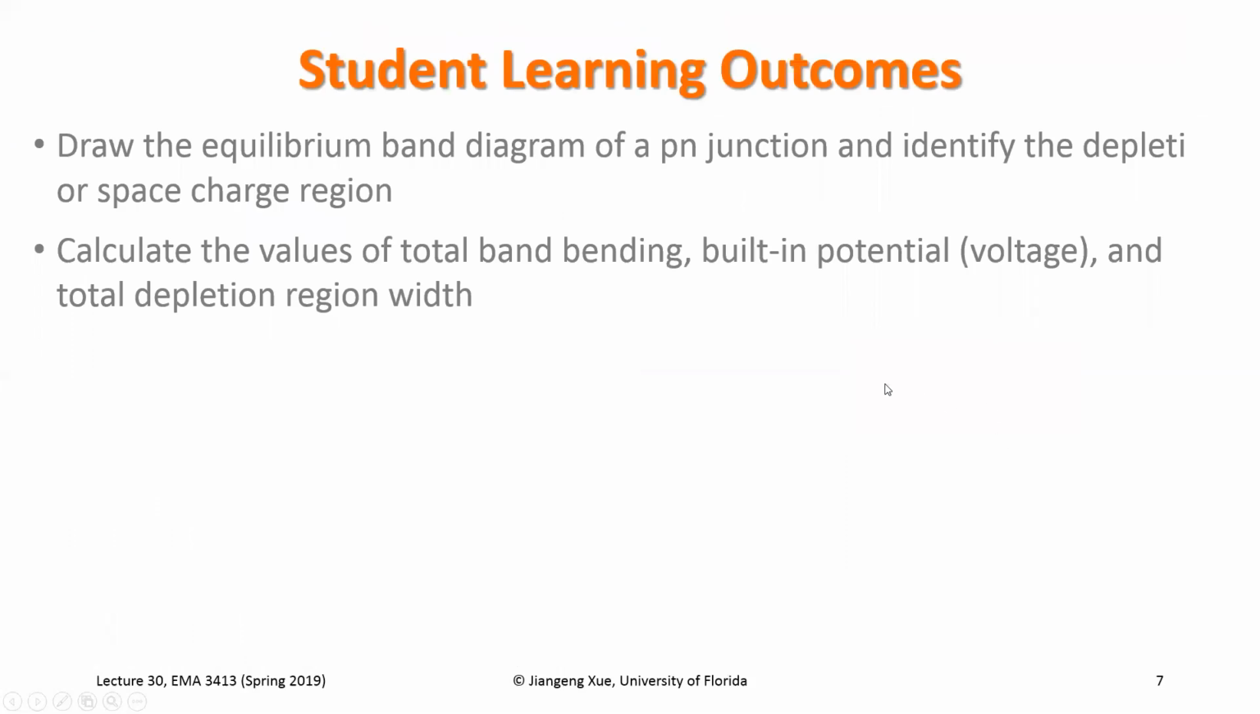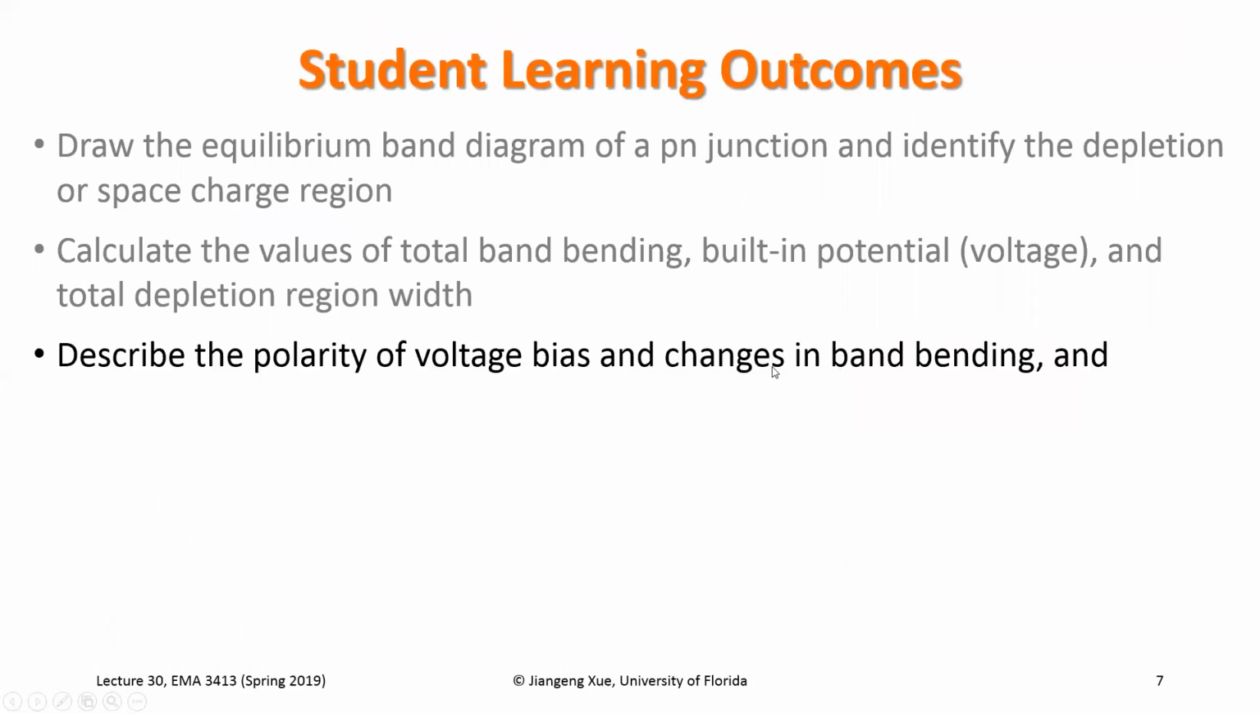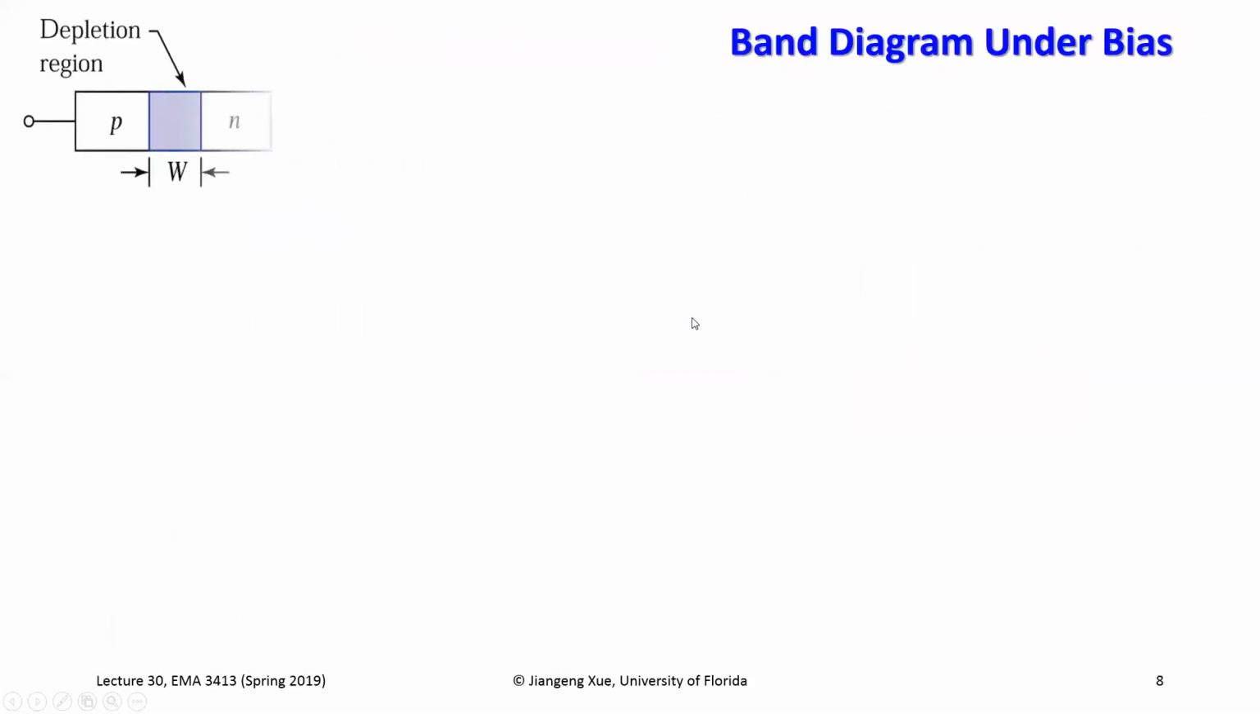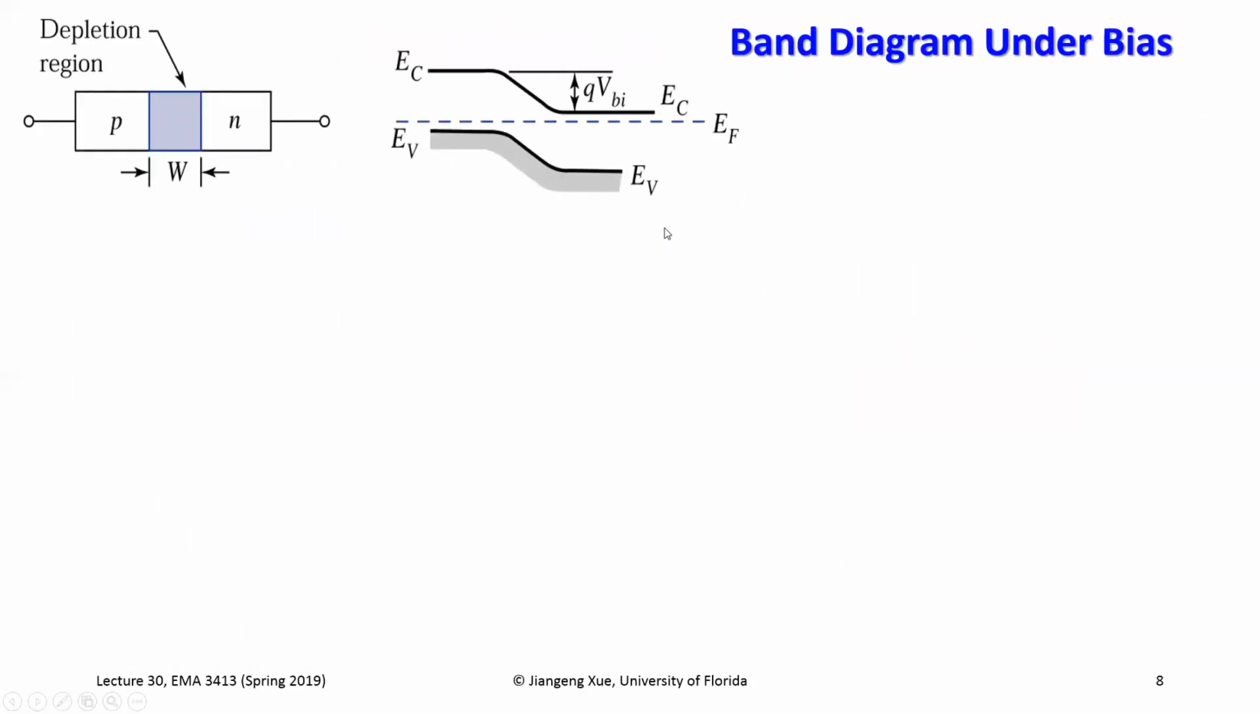So the next student learning outcome is that you should be able to describe the polarity of the voltage bias and changes in the band bending and depletion region width on the forward and reverse biases for the p-n junction. So we have this band diagram under equilibrium. The total band bending is given by qV_BI, which is determined as we showed on the previous slide.